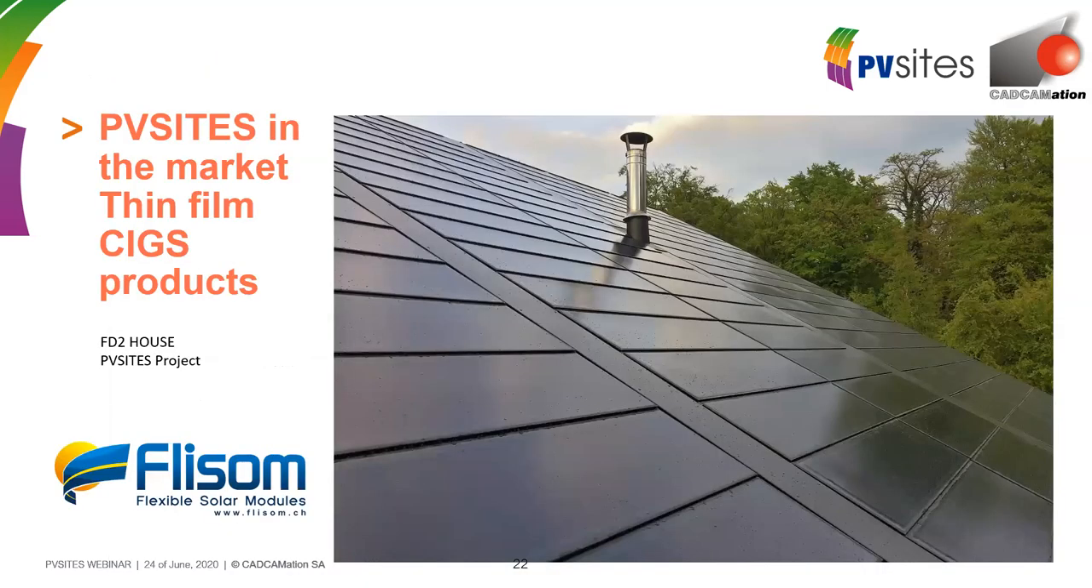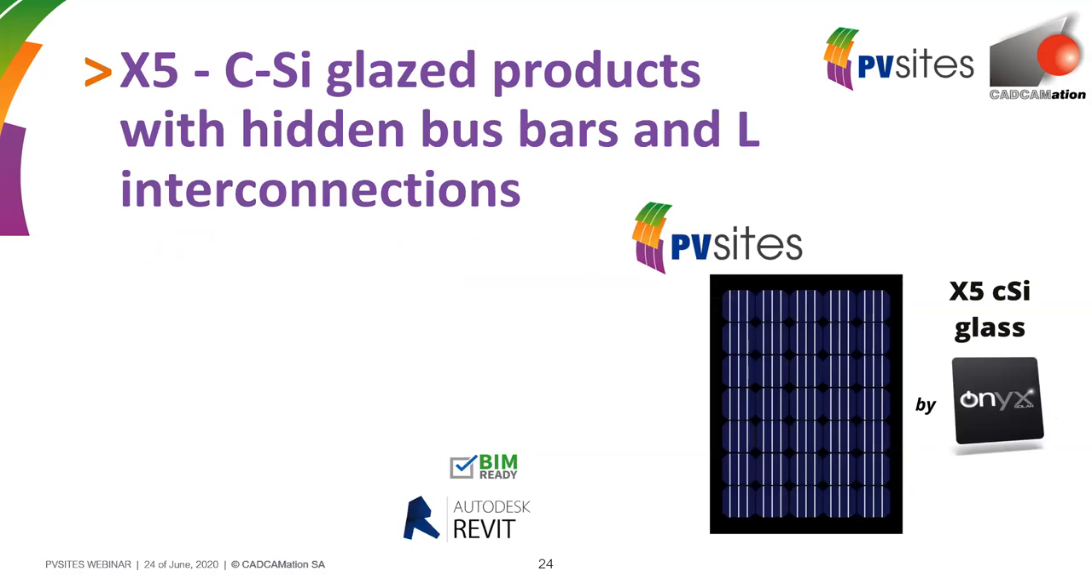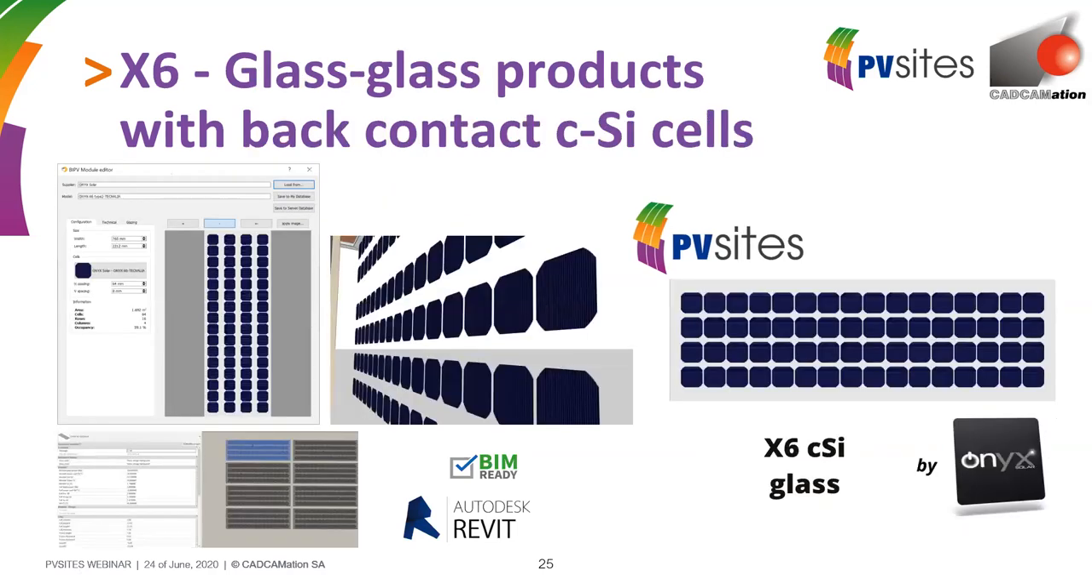So we created the comprehensive e-catalog online, and this will be delivered next on the web page. About Onyx Solar products, we also developed the transparent and glazing systems from Onyx Solar with the PVSITES X5 crystalline silicon glazed products with hidden busbars and L interconnections, and the X6 glass products with back contact crystalline silicon cells.